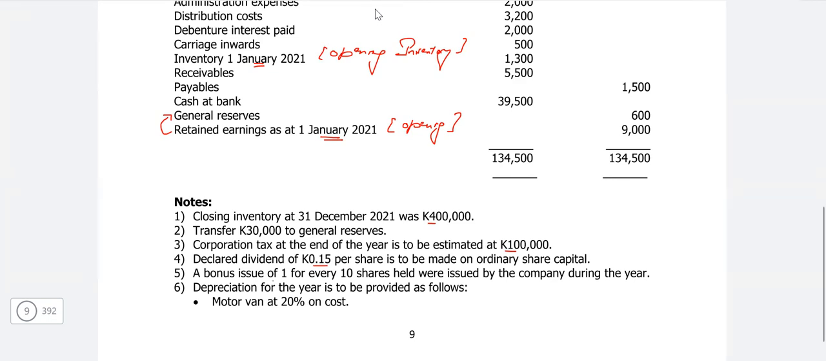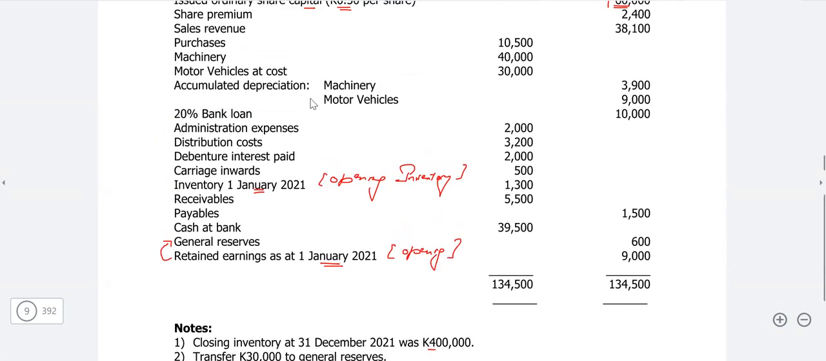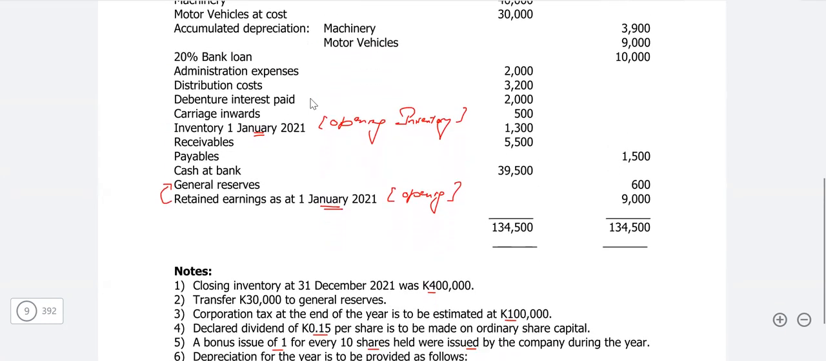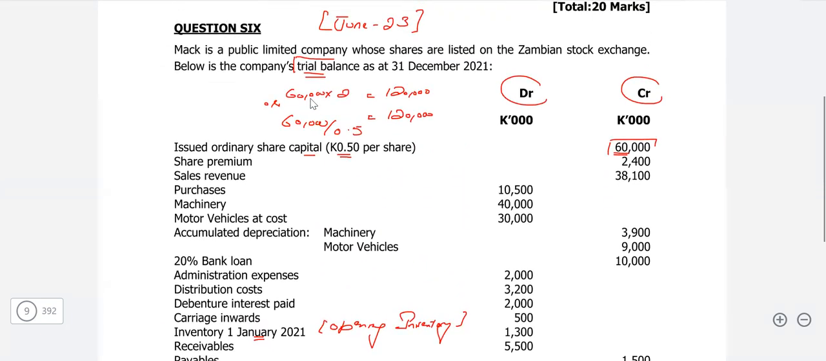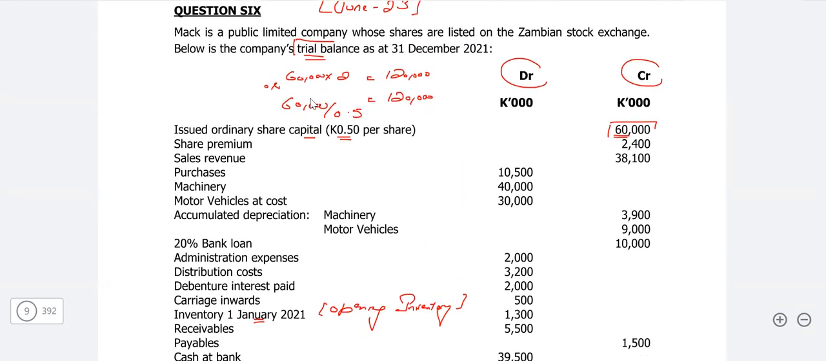The bonus issue is 1 for every 10 shares held issued by the company. Now we have done the capital structure and finance cost chapter. We know how to calculate the bonus issue. In order to have the bonus issue, we need the number of shares. We've already calculated it, so now we can do the bonus issue.